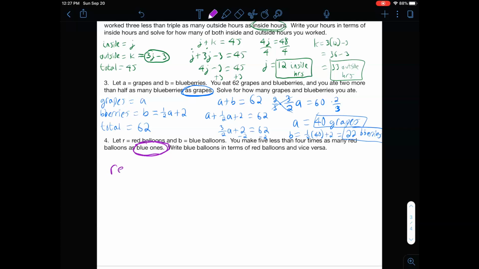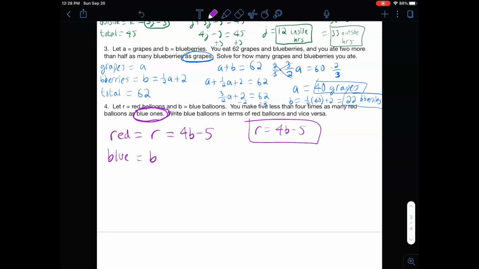We have red equals R, blue equals B. So, you make 5 less than 4 times as many red balloons as blue ones. So we're describing red balloons in terms of blue ones. So 5 less is minus 5, right? And then we have 4 times. So we have 4B minus 5. So that's it for this part right here. R equals 4B minus 5. That is writing red balloons in terms of blue balloons.